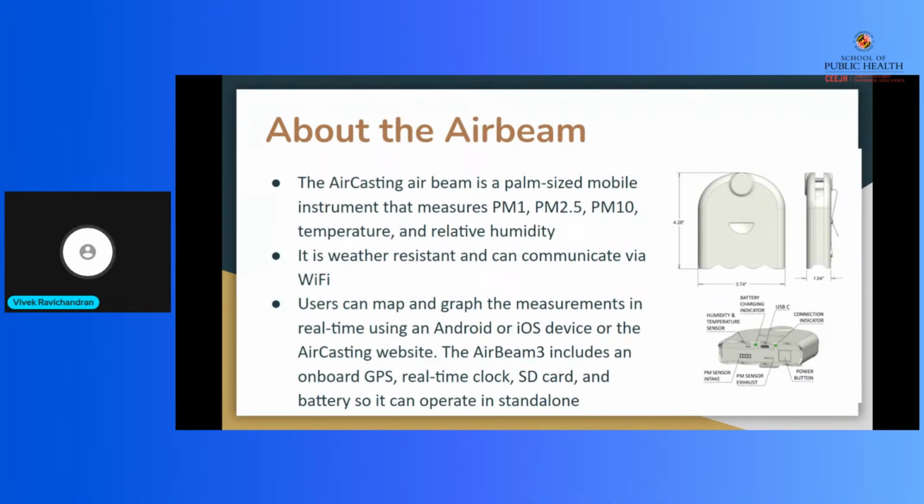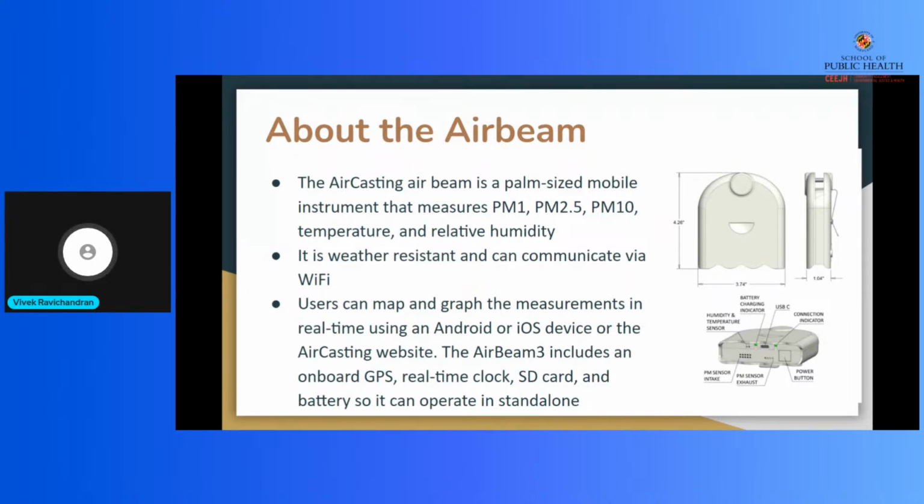The next monitor is the Aircast Airbeam. This doesn't require any additional hardware like a smartphone, but it measures PM. So it's like, I would say, the mobile version of the PurpleAir. PM1, which are the ultrafine particles, PM2.5, which is regulated by the EPA and has been linked to various health disparities and health outcomes, and then PM10, which are the allergens in the air. It also measures temperature and relative humidity. So again, the mobile version of the PurpleAir is what I like to call this.